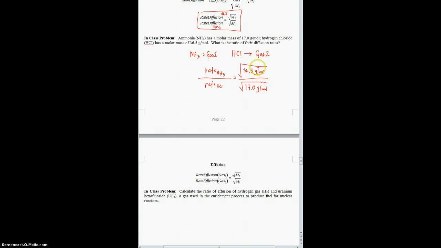Okay, and so when I divide these two numbers, this is the only thing that I have to plug into my calculator. I should get the ratio being 1.47. So what that tells me is that NH3, which is in the numerator, has a rate that is 1.47 times faster relative to HCl.